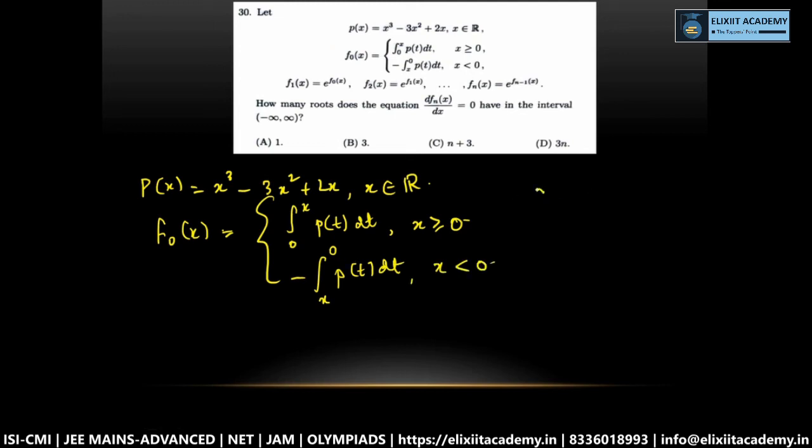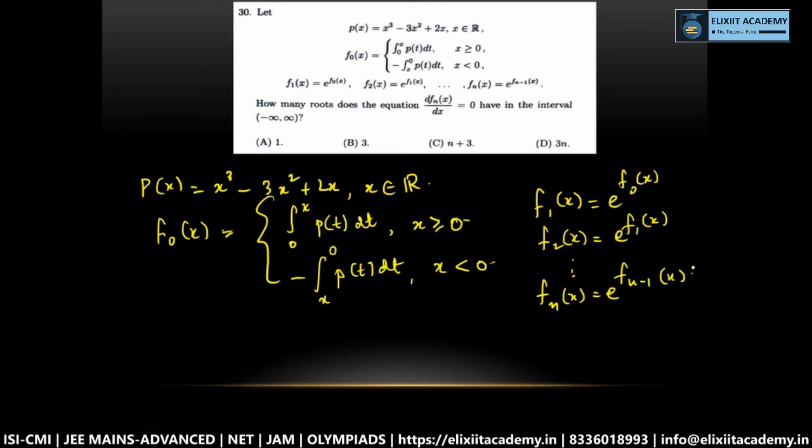See, f1x is e to the power f0x. Then you have f2x, which is e to the power f1x, and so on, up to fnx. Fnx is e to the power fn minus 1 x. The question is, how many roots does the equation dfnx upon dx equals to 0 have in the interval minus infinity to infinity?